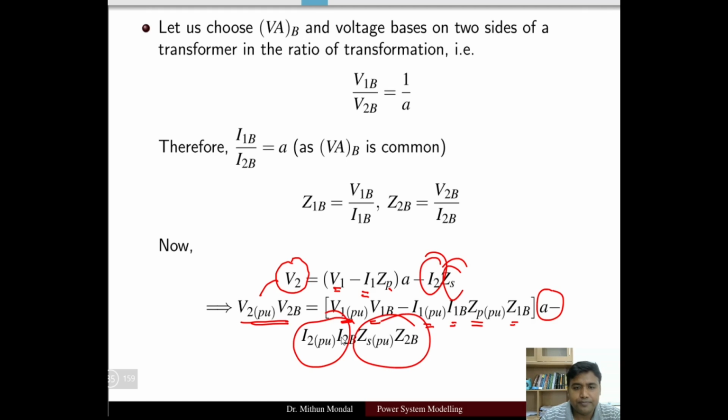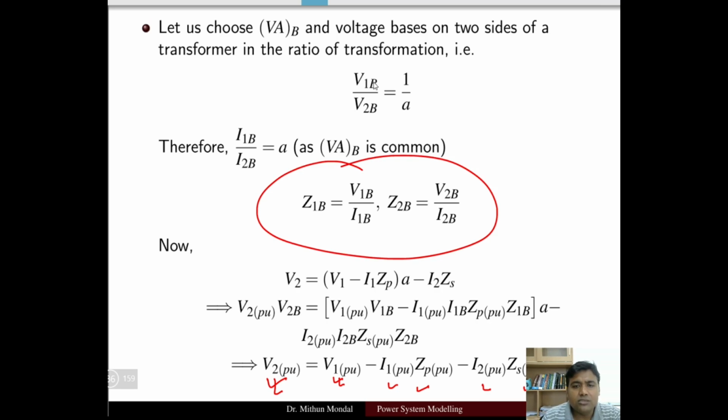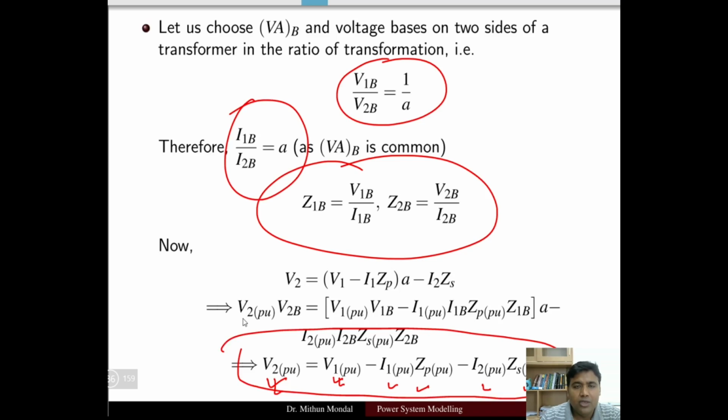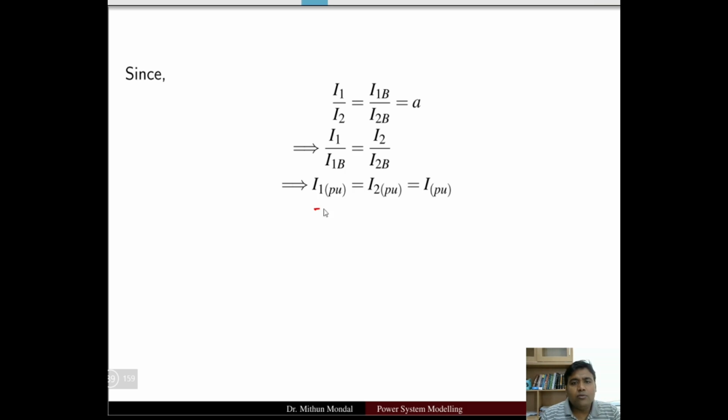And again I2 and ZS can be represented in another two forms. So here we can see that V2 per unit is equal to V1 per unit minus I1 per unit into ZP per unit minus I2 per unit into ZS per unit. Using these notations, we can get this equation for V2 per unit. Here we have the current in the format I1 by I2. If I1 by I1 base is equal to I2 by I2 base, this means I1 per unit is equal to I2 per unit, equal to I per unit. That means there is only one impedance, Z per unit, for the entire system.